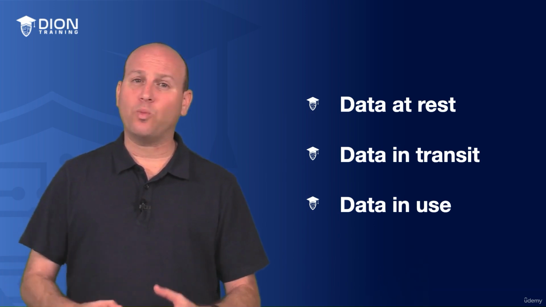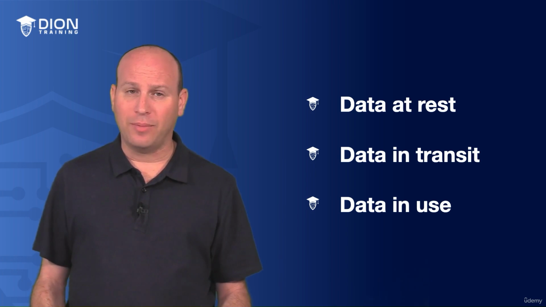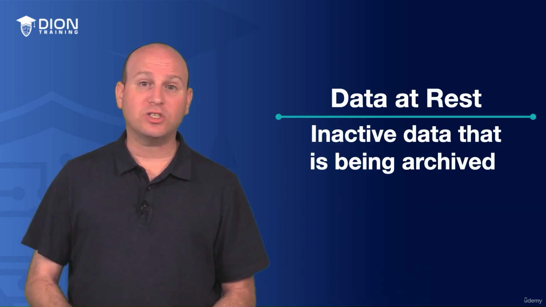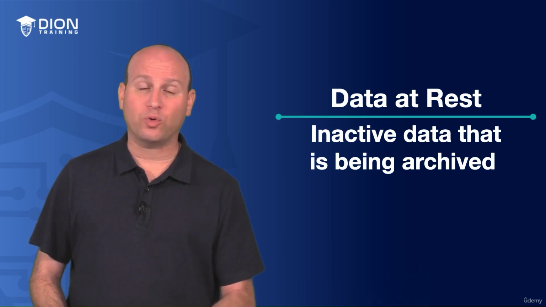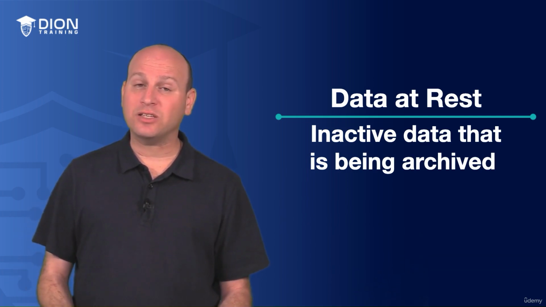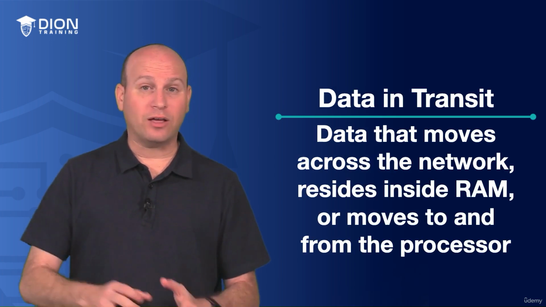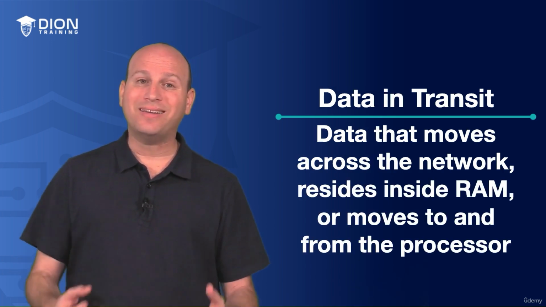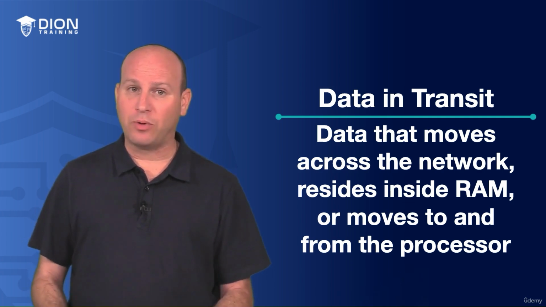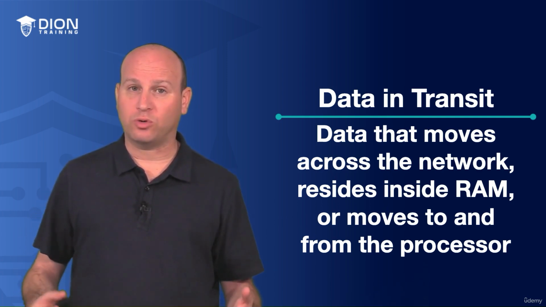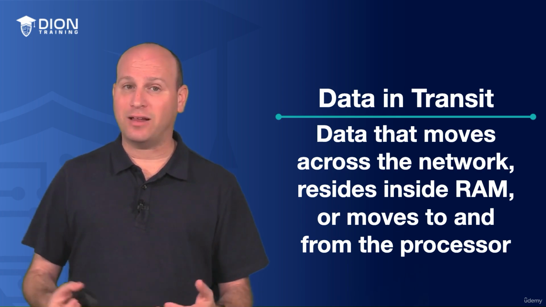Now, data exists in one of these three states at any given time. Data at rest is used to encrypt inactive data that's being archived, such as data that's resident on a hard drive or storage device. So, when data is just sitting there as a file, that data is known as data at rest. Data in transit involves data that is moving across the network, or data that's residing inside of the computer's memory, which is random access memory, and moving to or from the processor from the storage devices. That means it is data in transit.